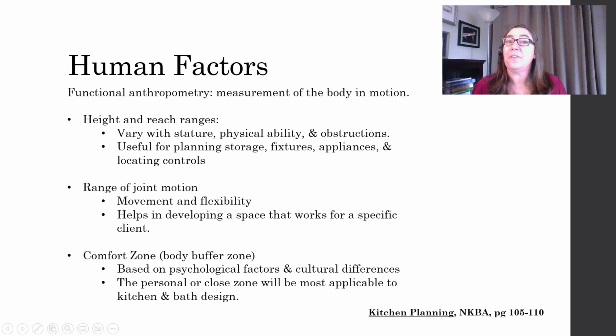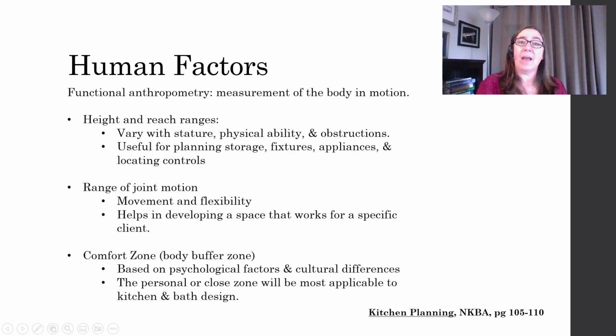What kinds of human factors do we study? Well, the term is functional anthropometry, and don't quote me on that pronunciation. What that means is we take measurements of the human body in motion. This includes height and reach ranges. Those are going to vary with stature, how tall someone is, physical ability, and also with obstructions. Maybe there's something in the way.